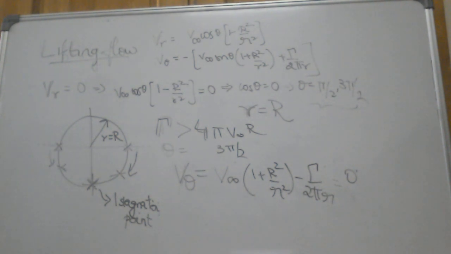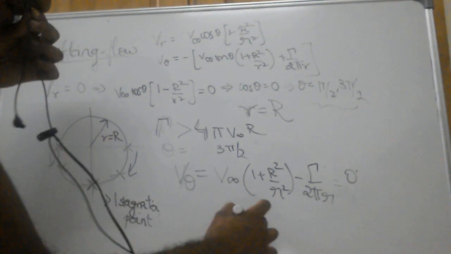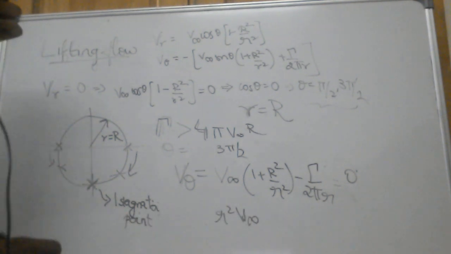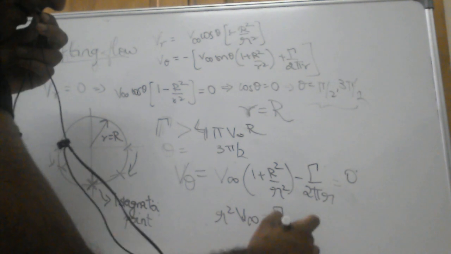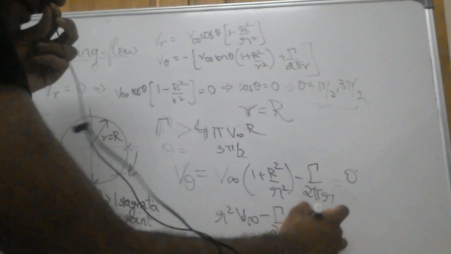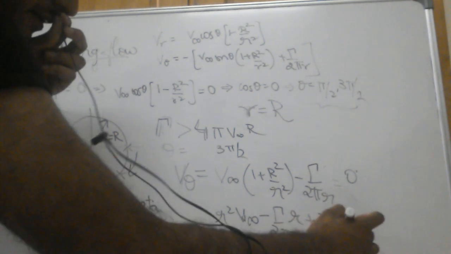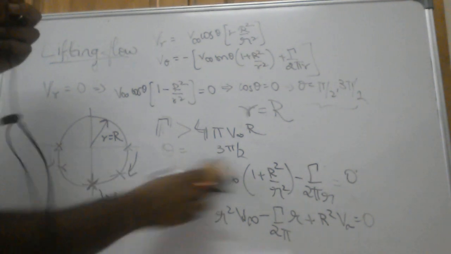Now, as you can see, this is a quadratic in small r. To solve this quadratic, I first multiply the equation through with small r squared. That leaves me with r squared v infinity, and then I have a minus gamma by 2 pi r, and plus capital R squared v infinity is 0. So this is my quadratic. So let me erase this part.